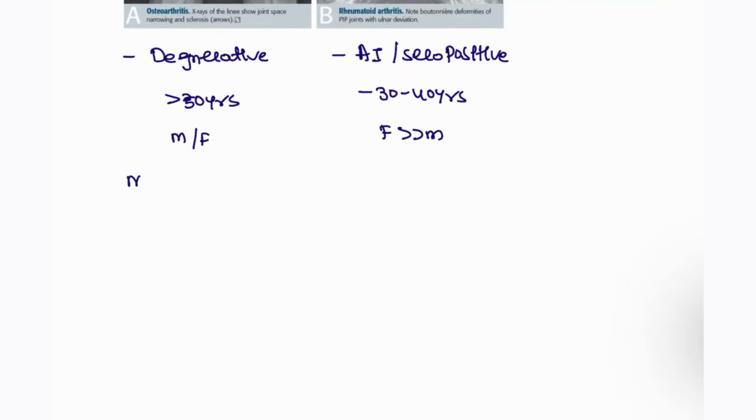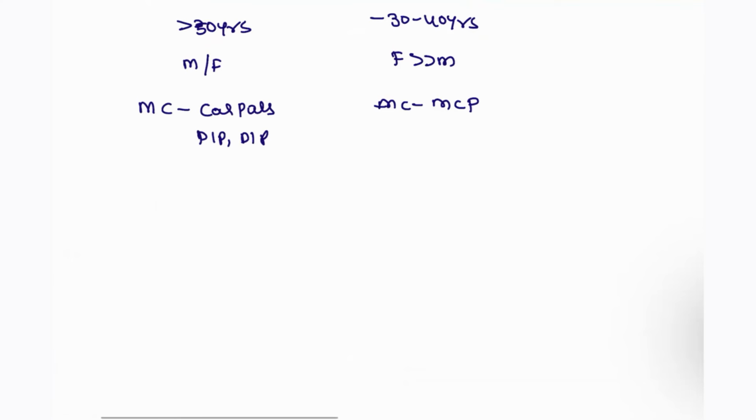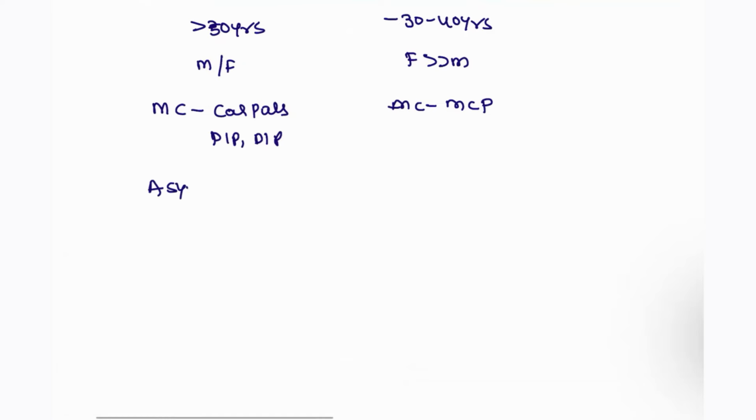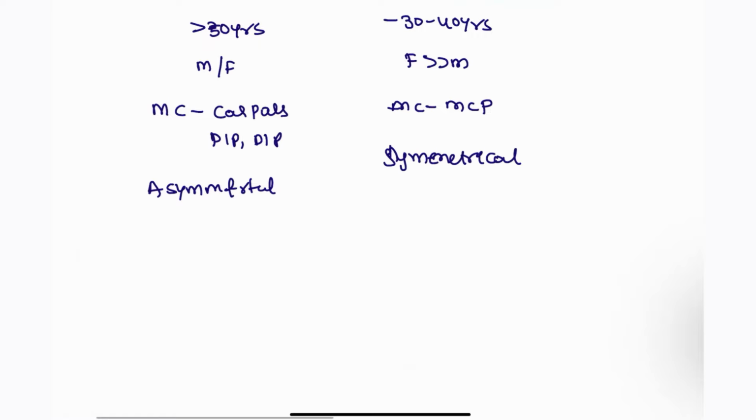The most common joints involved in osteoarthritis are the carpals, PIP joints and the DIP joints. In rheumatoid arthritis the most common are the metacarpal joints. The joint involvement in osteoarthritis is asymmetrical; randomly the joints can be involved in this patient. In the rheumatoid arthritis patient it is always symmetrical. In osteoarthritis the patient's pain decreases with rest, and in rheumatoid arthritis the pain decreases with work. The work will decrease the pain here, and here the rest will decrease the pain.